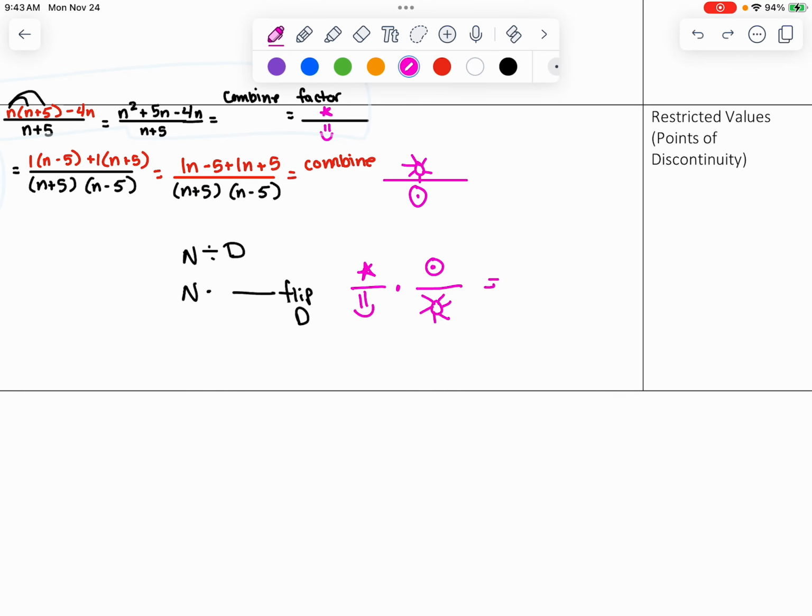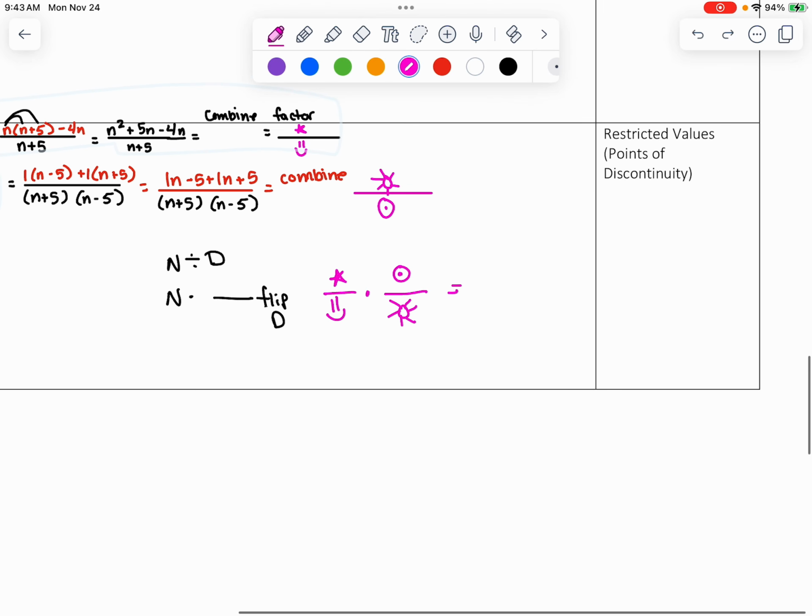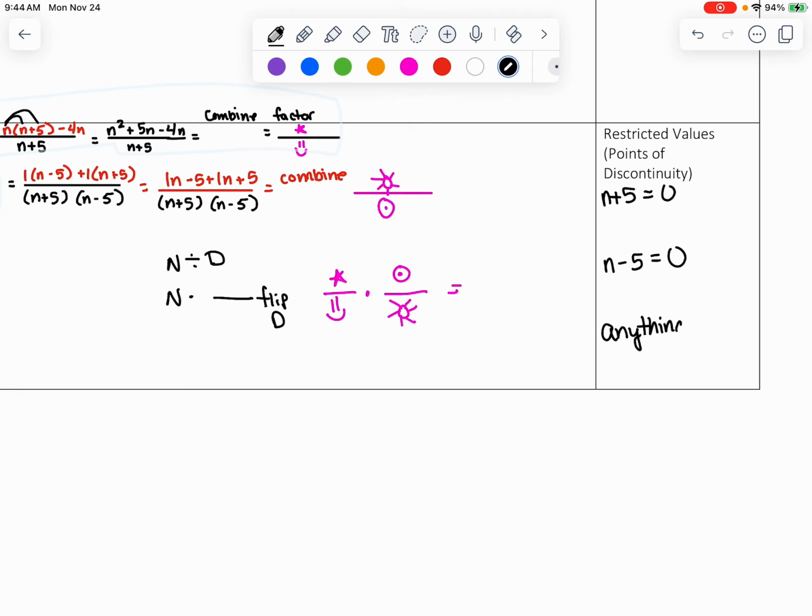The points of discontinuity is anything that is in the denominator, and it happens to be flipped into the denominator. So from the numerator, definitely n plus 5. From the denominator, add in the n minus 5. And then anything from when you did the flipping, anything else that happened to ever be in the denominator also gets set equal to 0.